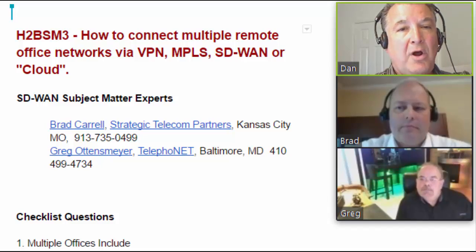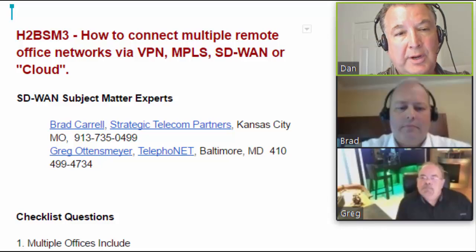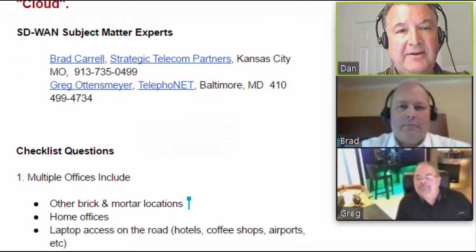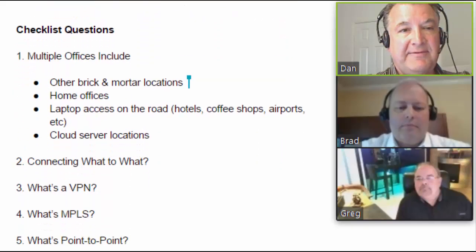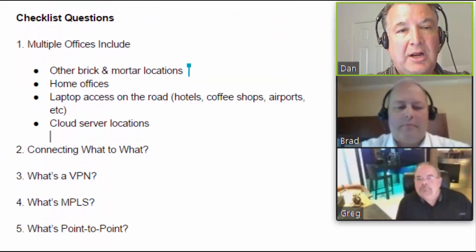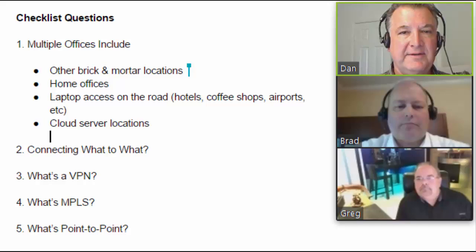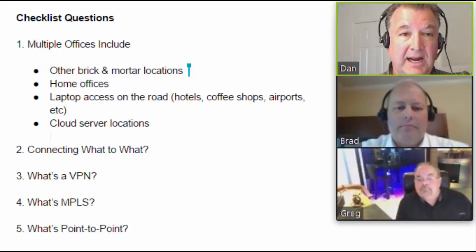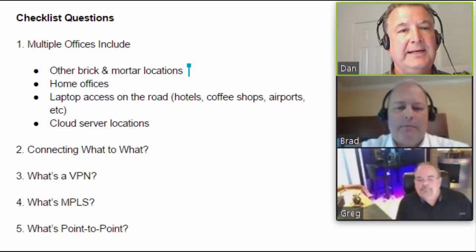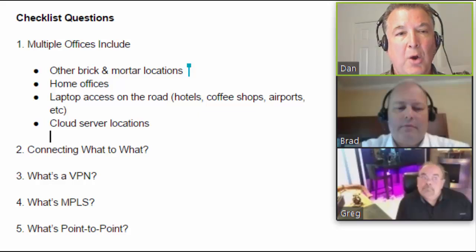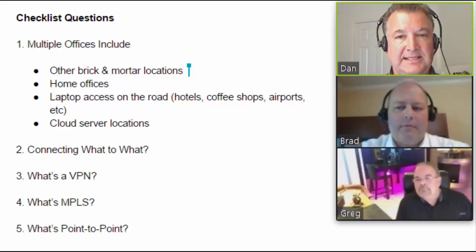All right, well, we're moving on to connecting multiple locations. And before we get into the different technologies, MPLS, VPN, and SD-WAN, let's talk about what a multiple office is. I mean, if you only go to work in one place and you never work outside and you're not connecting anything outside, you're not really probably needing to connect multiple locations. Brad, where do people start when they're talking about connecting multiple locations and needing a VPN, SD-WAN, or MPLS, in your experience?